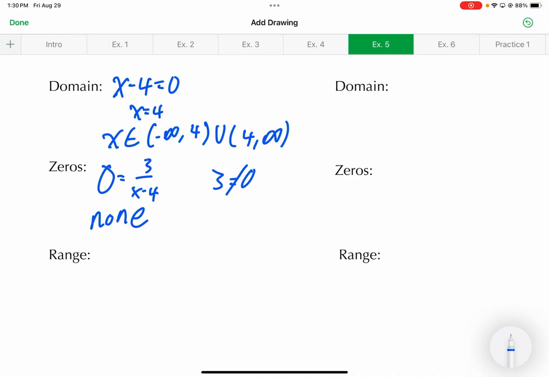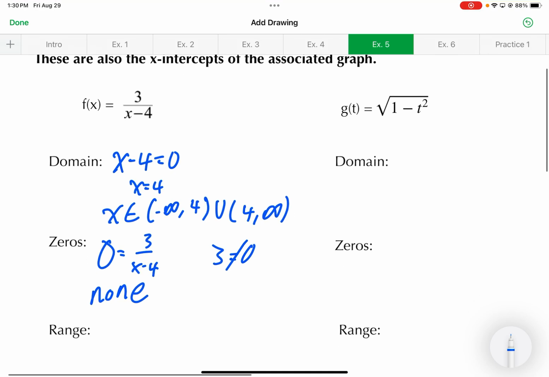All right, so now that brings us to range. So that means my graph never crosses the x-axis, okay? But it's defined everywhere else aside from 4 for my function. So if you look at the function itself, can I plug numbers in to make that function positive? Yeah. I can, right? I can plug in a number and it'll give me a positive output. Can I plug in a number and it'll give me a negative output as well? Yeah, so I have values above the x-axis and below the x-axis.